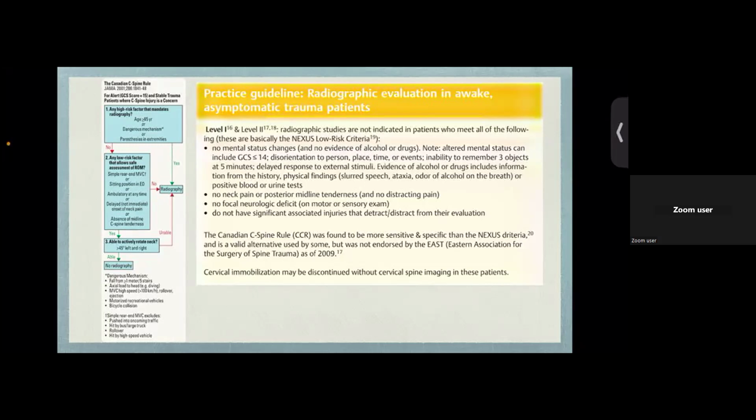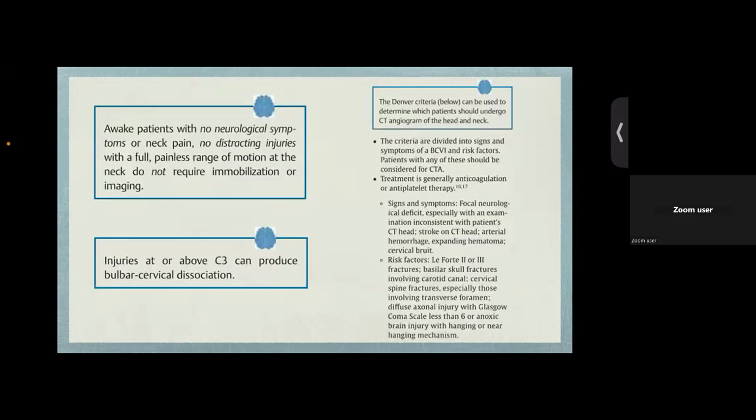And just of note, dangerous mechanisms could be a fall from more than 1 meter or down 5 stairs, an axial load to the head such as diving, a high-speed motor vehicle accident of more than 100 kilometers per hour, rollover or ejection from the car, motorized recreational vehicles, a bicycle collision, pushed into oncoming traffic, hit by a bus or a large truck, or hit by any high-speed vehicle. Okay.